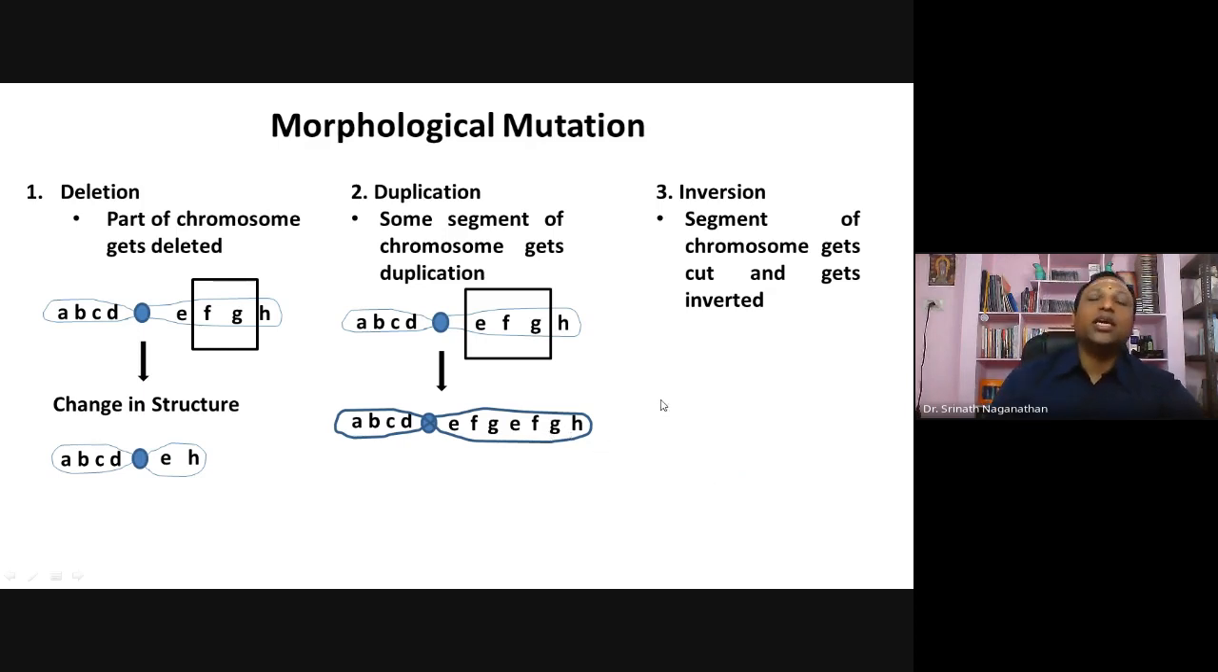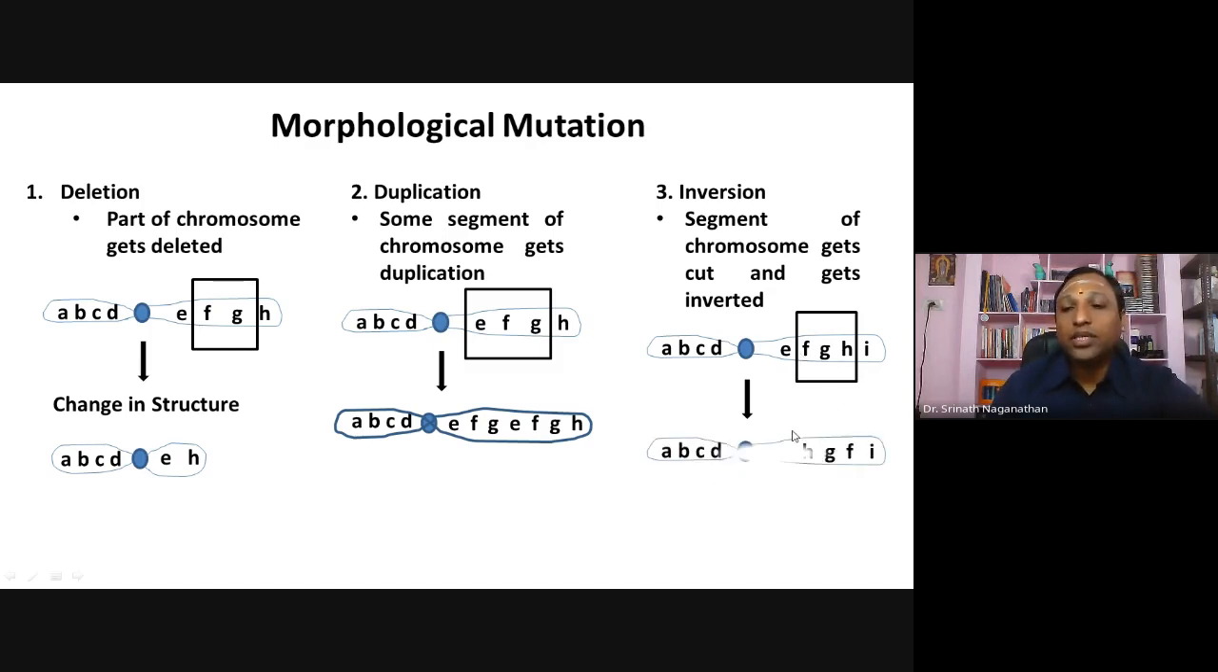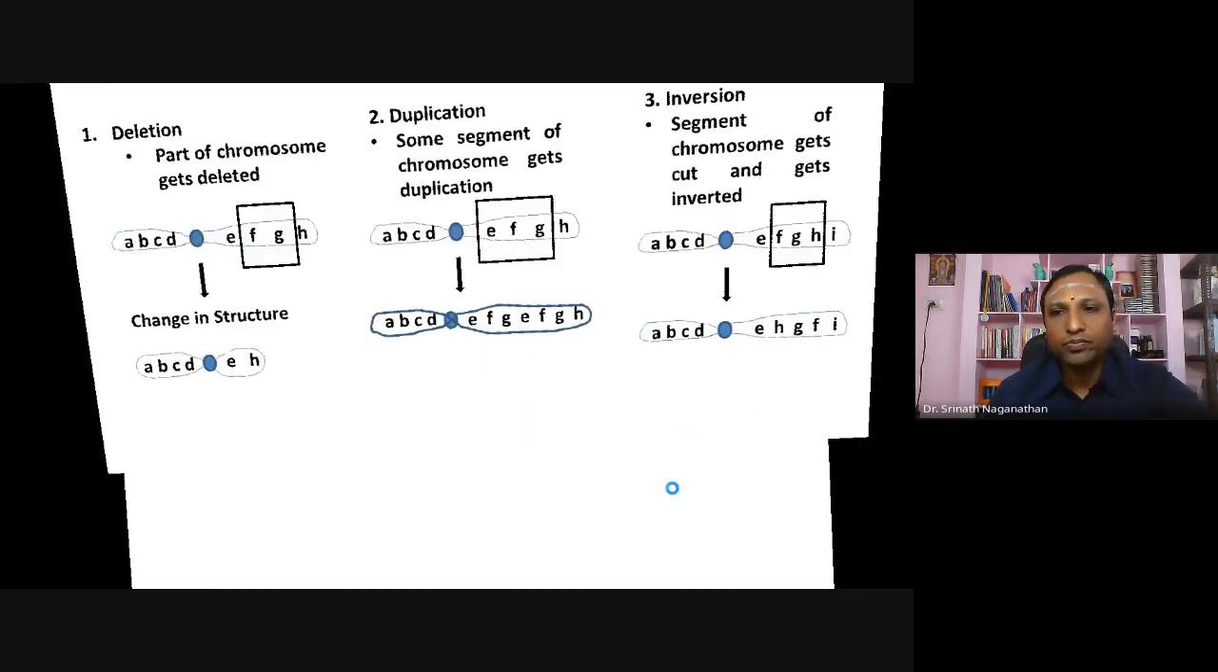In inversion mutation, a segment of the chromosome gets cut and inverted. So if ABCD is there and the other portion is EFGHI, and this particular portion, FGH, gets inverted, the H will come to the F position and F will come to the H position. There will be minor changes because of this mutation, and in some cases it can also lead to major morphological changes.